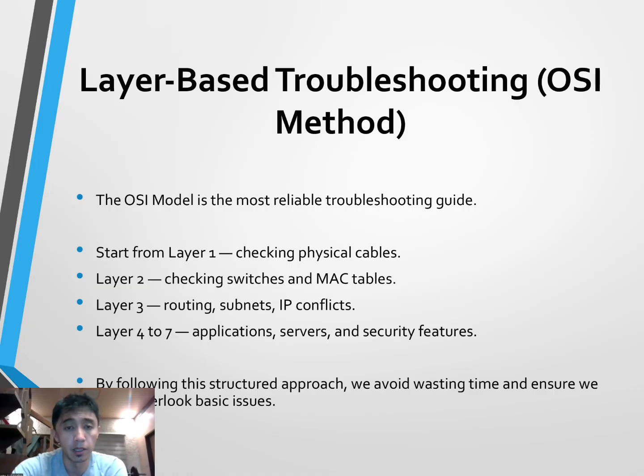Next is layer-based troubleshooting, or the OSI method. The OSI model is the most reliable troubleshooting guide. Start from layer 1, checking physical cables, then layer 2, checking switches or MAC tables, layer 3, routing, subnets, and IP conflicts, and layers 4 to 7, applications, servers, and security features. By following this structured approach, we avoid wasting time and ensure we don't overlook basic issues.